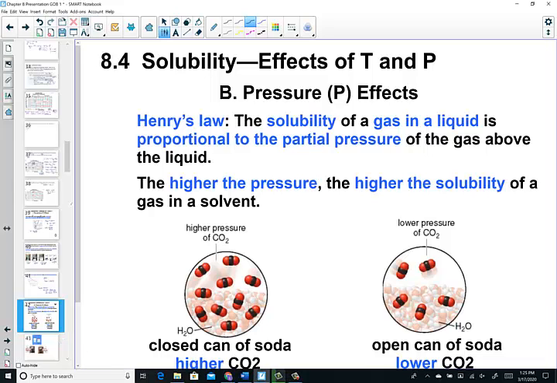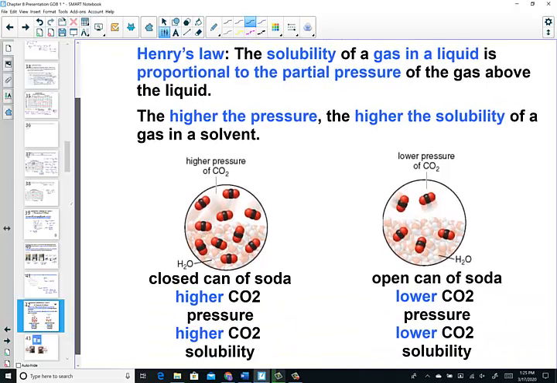Henry's law tells us that if I increase the pressure pushing down on the surface of a liquid, the gas will stay dissolved. Think of a can of pop. It's sealed to keep the carbonated beverage with the carbon dioxide bubbles in solution. And when you release the pressure, you see those bubbles come out of solution.